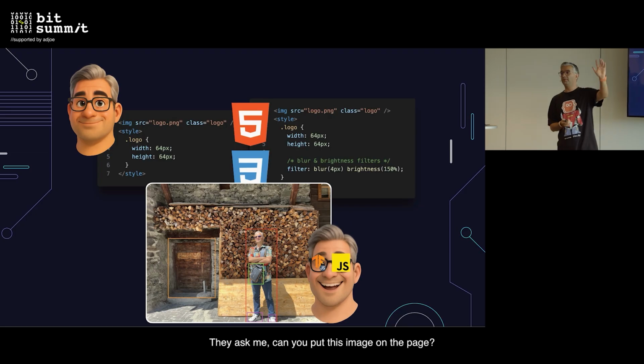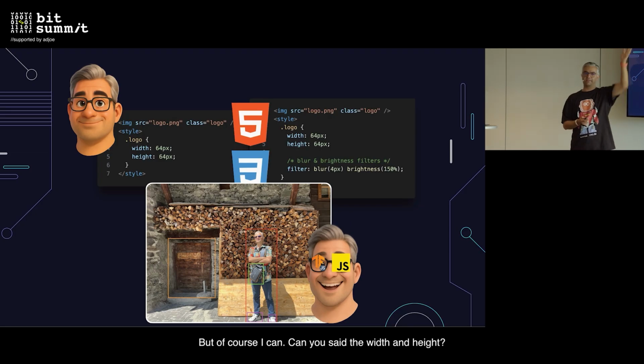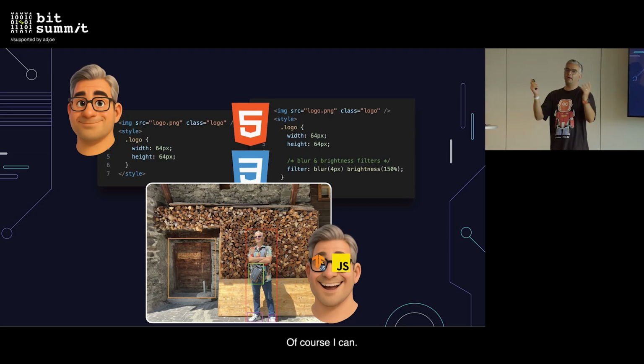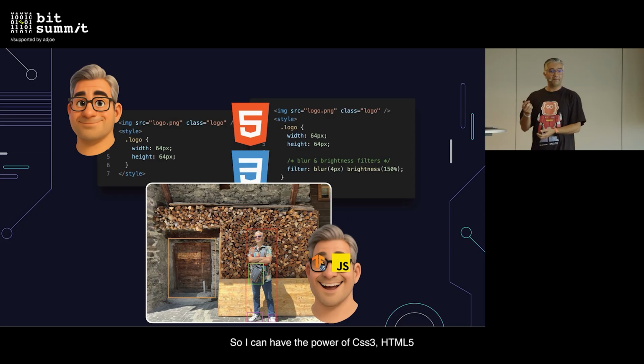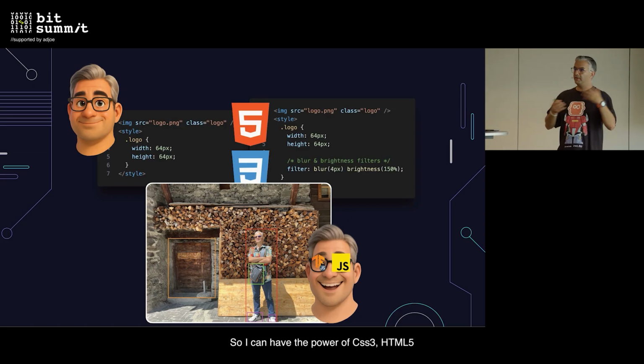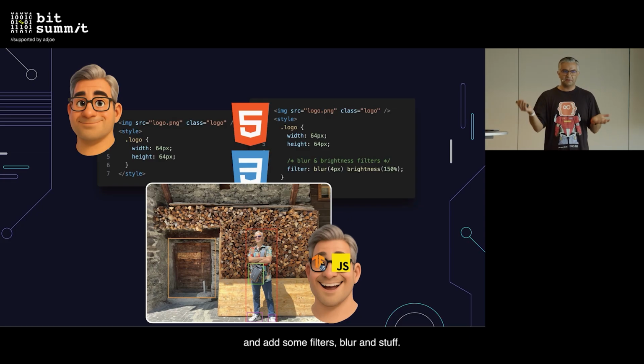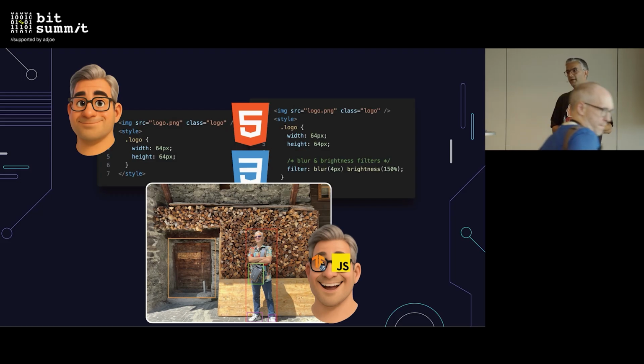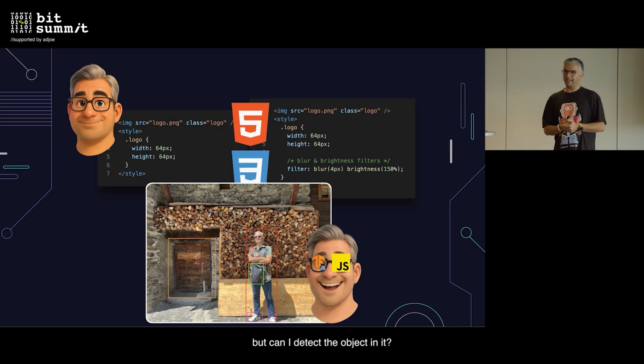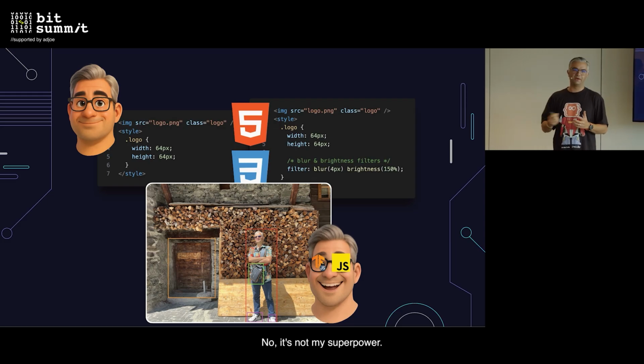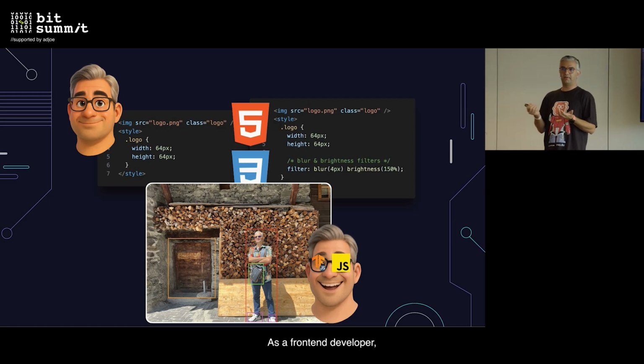They ask me, can you put this image on the page? Of course I can. Can you set the width and height? Of course I can. So I can have the power of CSS3, HTML5, and add some filters, blur, and stuff, and my image would be there. But can I detect objects in it? No. It's not my superpower as a front-end developer.